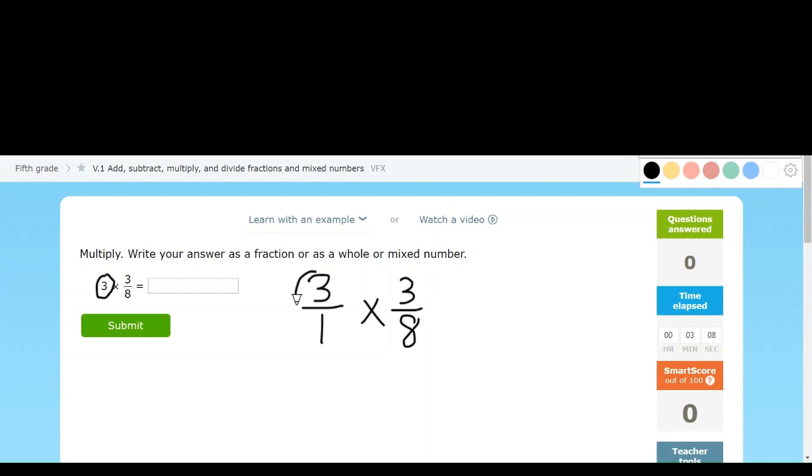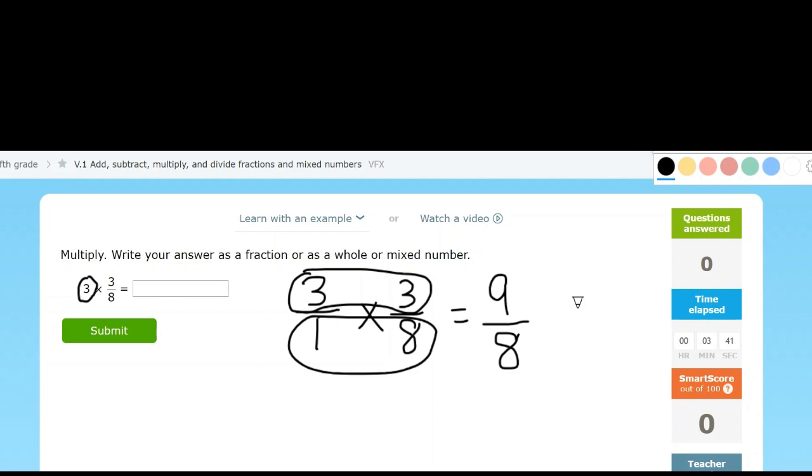We multiply the top numbers of the fraction. In this case, 3 times 3 gives me 9. Draw the fraction line. 1 times 8 is 8. And then we check to see if our fraction is simplified. And indeed, 9 over 8 is simplified.